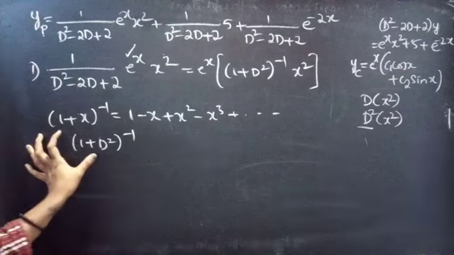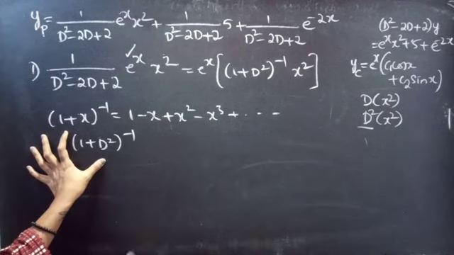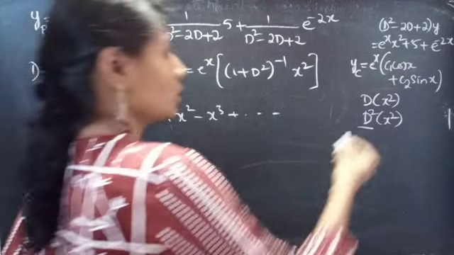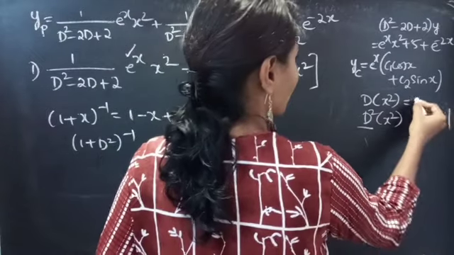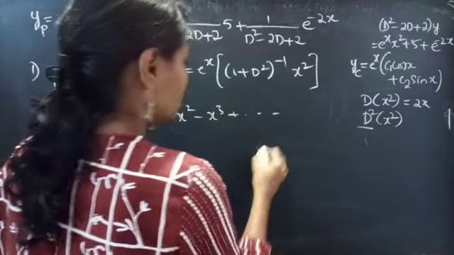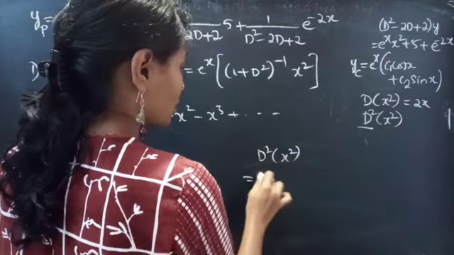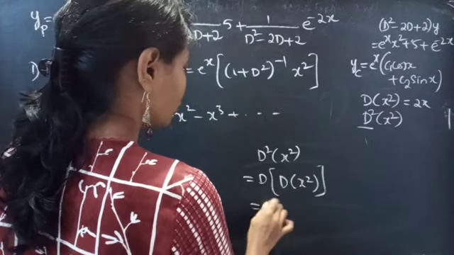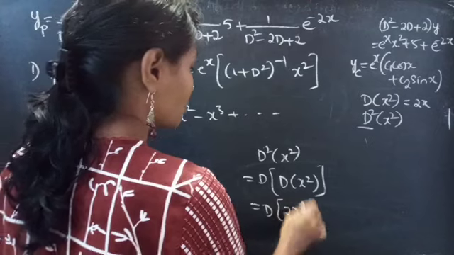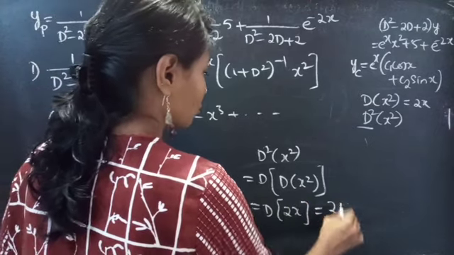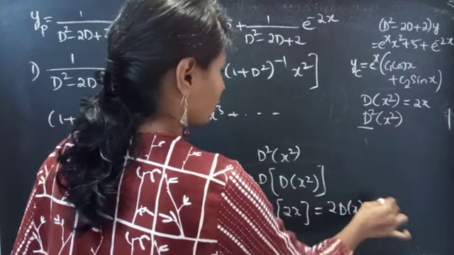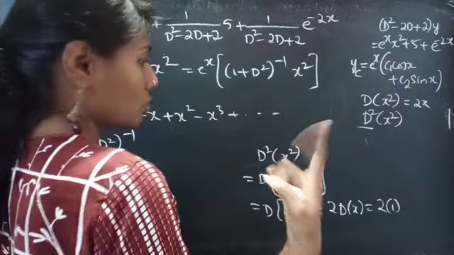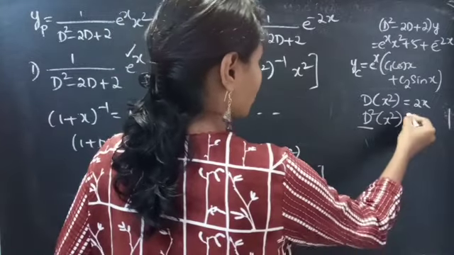So before expanding 1 plus D square whole inverse, we'll find the derivatives of x square. Derivative of x square is 2x. D square of x square is the derivative of the derivative of x square. We have the value for the derivative of x square, which is 2x. So now we can write this as 2 into derivative of x. We know that derivative of x with respect to x is 1. This is equal to 2, right?